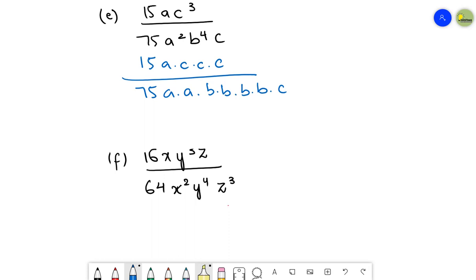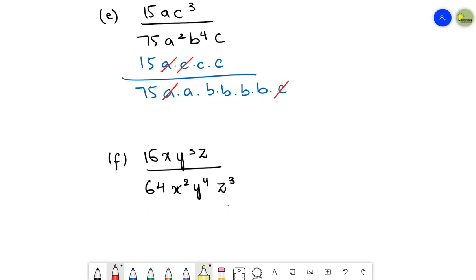So let's do the second step, cancel the like variables. A will be cancelled with 1 a present in the denominator. 3 c's, I can only cancel 1 c present in the denominator. I cannot cancel another c. Why? Because there is no more c present in the denominator. So I have cancelled the variables.